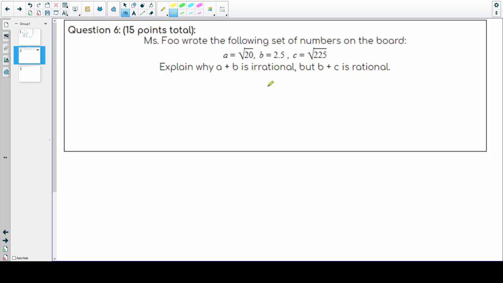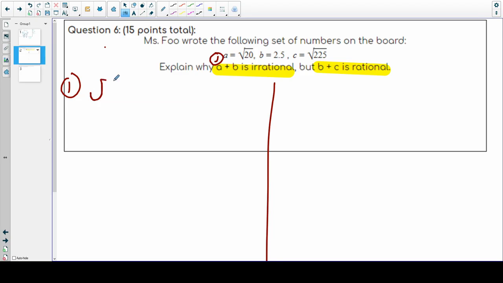So this question has two parts. You have to explain why A plus B is irrational, but then explain why B plus C is rational. So there's two parts to this question. So I'm going to put a line down the middle. We're going to do the first part. A plus B. So A is the square root of 20, and B is 2.5.